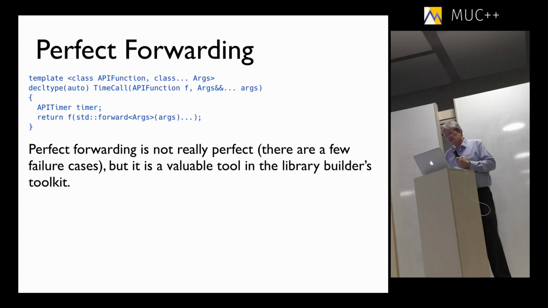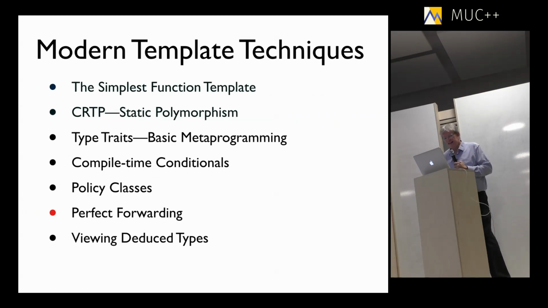Perfect forwarding is not really perfect. There are some failure cases, but it is a really valuable tool for us in writing templates. All right, so the last thing I want to show you is not actually something that you will ship in your code, but it might be a valuable tool for you as you're starting to do template things. As we do template things, we're relying on the compiler to deduce template types all over the place. And sometimes we might get into a situation where something's not compiling.